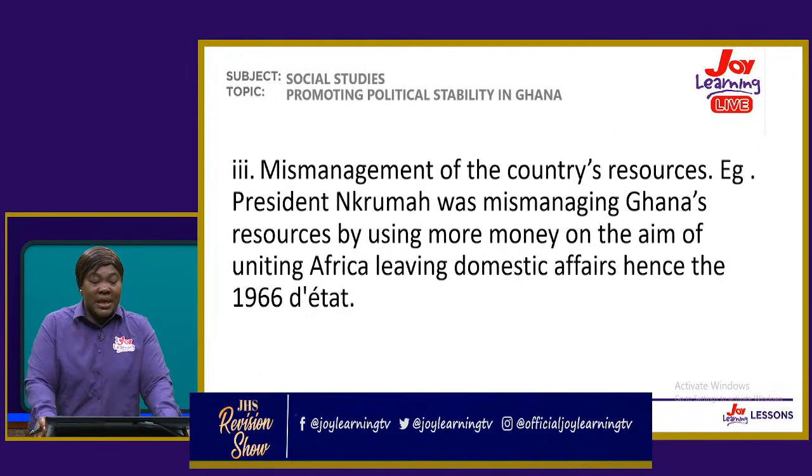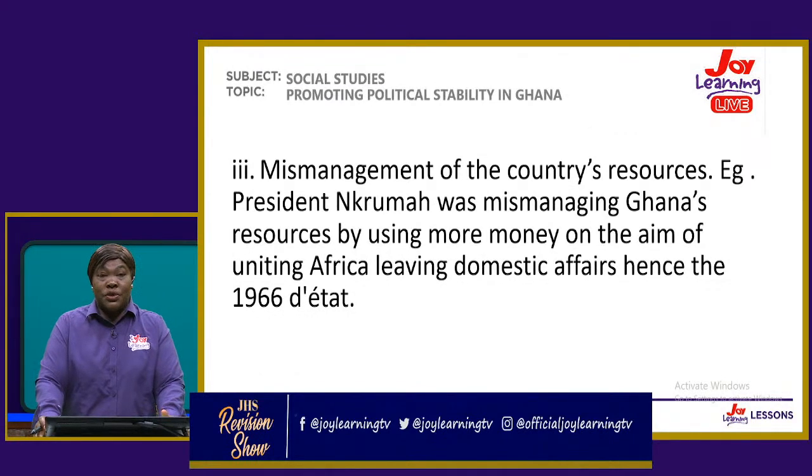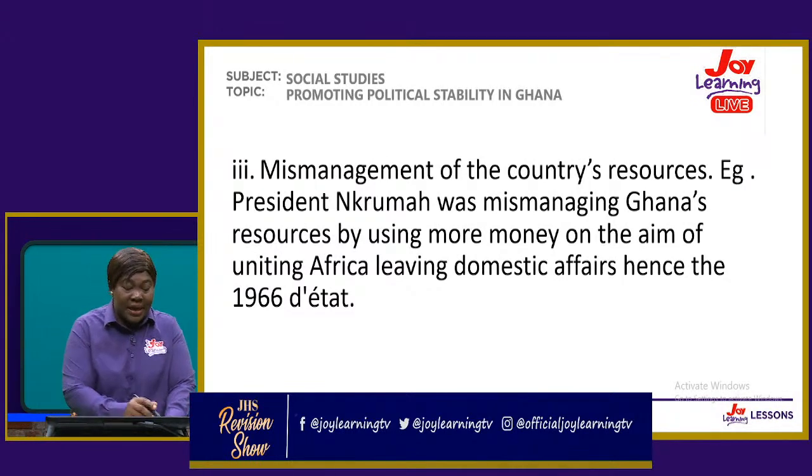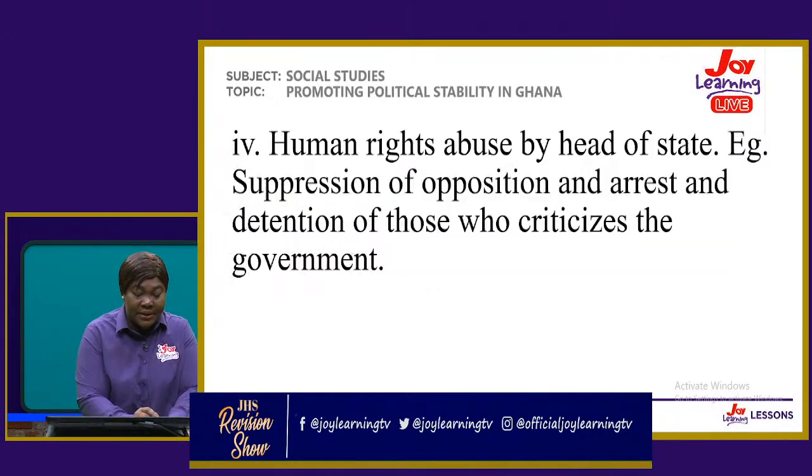The next point is mismanagement of the country's resources. The same president, Nkrumah, was mismanaging Ghana's resources by using more money on the aim of uniting Africa, leaving domestic affairs, hence the coup d'etat in 1966.